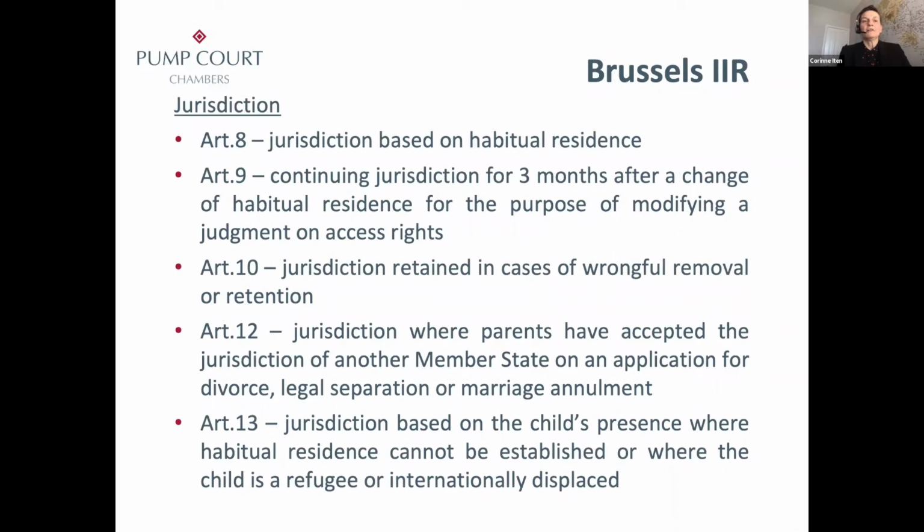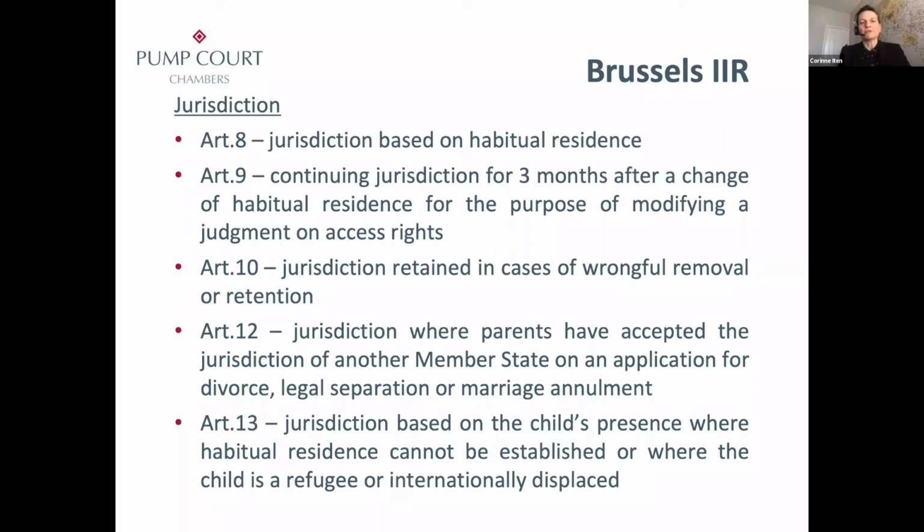Jurisdiction is then dealt with in Article 8, the general rule on jurisdiction based on habitual residence, with which you're of course all familiar, not least because that's the wording included in the standard draft CMO. There is also in Article 9 a provision for continuing jurisdiction for 3 months after a change of habitual residence for the purpose of modifying a judgment on access rights, and jurisdiction is retained in cases of wrongful removal or retention, although there are a bunch of conditions on that I don't have time to go into.